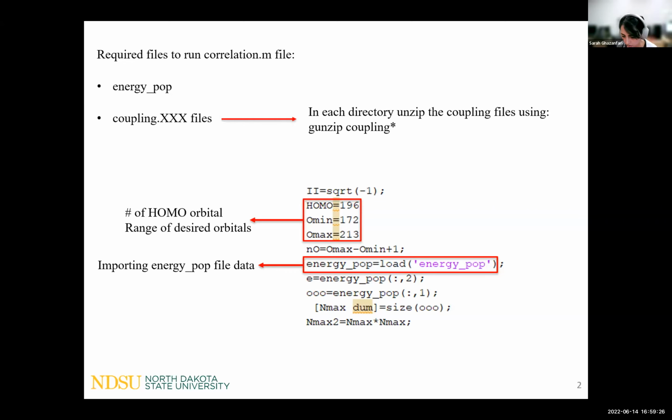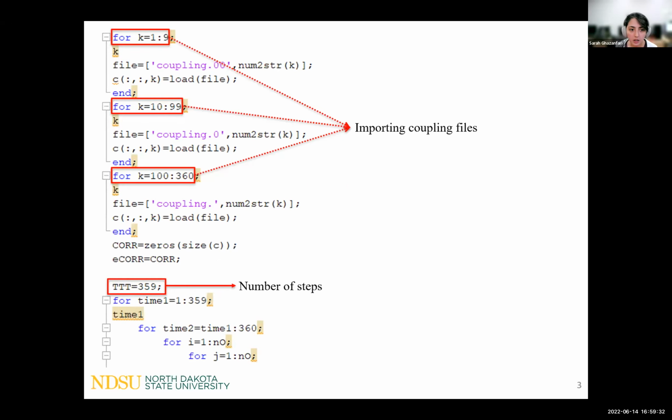So here, as others say, you import the energy pop file. And then here you need to specify the range of the coupling files that you have. In this case, I have 360 coupling files, and also you need to specify the number of steps you want. So for my case, it's 359 steps.